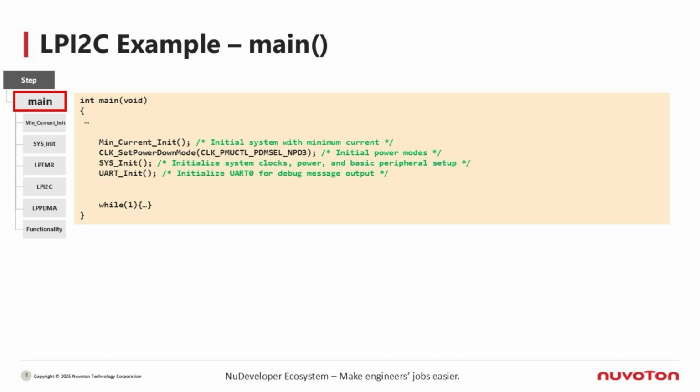Next, let's move on to the code itself and start from the main function, where you can see the overall structure of this example. In this Low Power I2C demo, the key components we use are the Low Power timer, Low Power I2C, and Low Power PDMA. These three modules work together to handle the entire automatic transfer flow. As for the initial system setup, like the minimum current init, system init, and UART init functions, you can refer to the Low Power timer sample code video for detailed explanations.